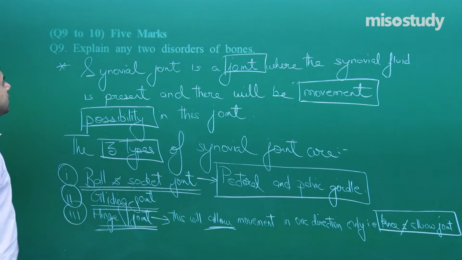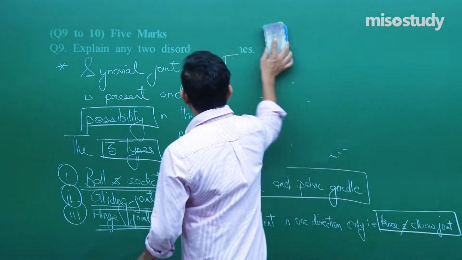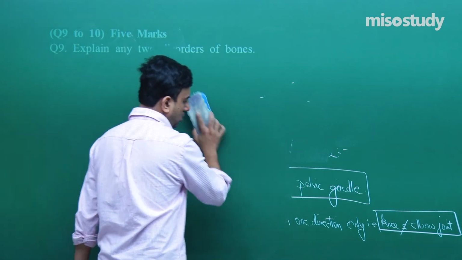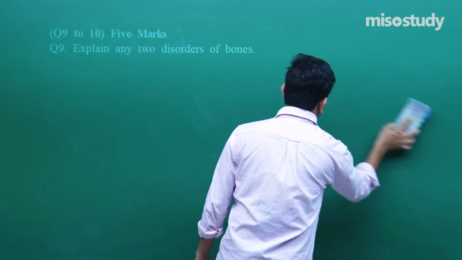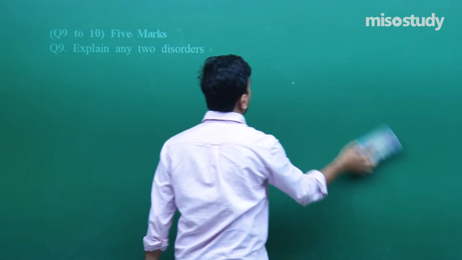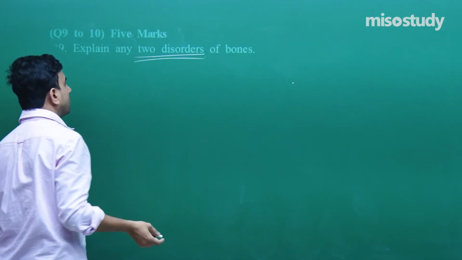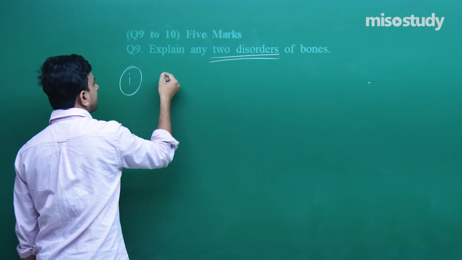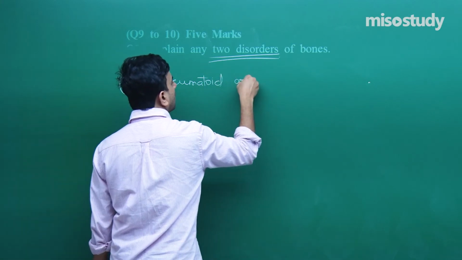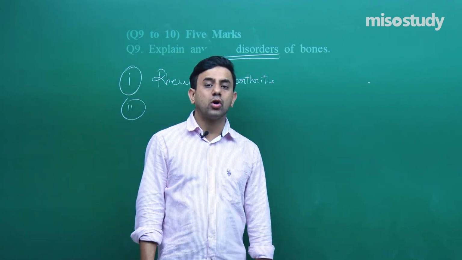We move on to the next question. Explain any two disorders of the bone. There can be many disorders of the bone. For example, we will start with rheumatoid arthritis. Then we can talk of gouty arthritis.